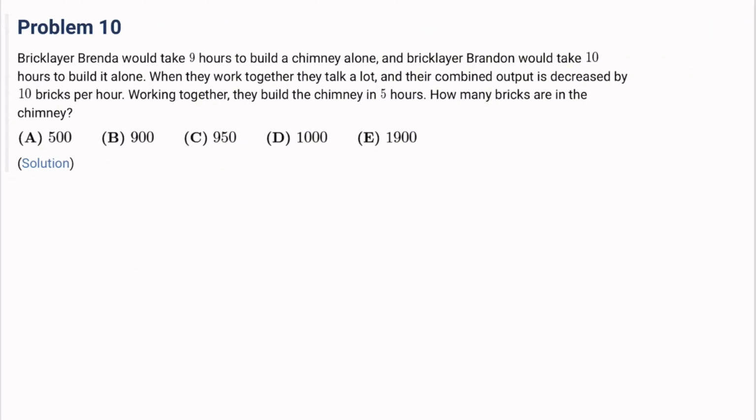Problem number 10. Bricklayer Brenda would take 9 hours to build a chimney alone, and bricklayer Brandon would take 10 hours to build it alone. When they work together, they talk a lot, and their combined output is decreased by 10 bricks per hour. Working together, they build the chimney in 5 hours. How many bricks are in the chimney?